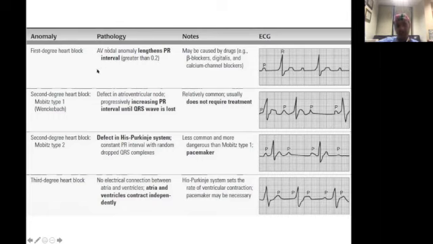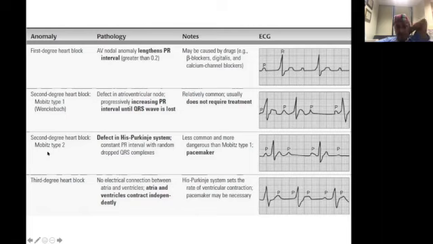Then we have Mobitz type 1 or second degree heart block. This is an abnormality where you'll have a progressively increasing PR interval until the QRS wave is lost. And that was the example of what I showed you earlier. So the PR interval goes narrow, bigger, bigger, until a point where you drop a QRS. Then the cycle starts again. When you have that, that's called Mobitz type 1 second degree heart block.